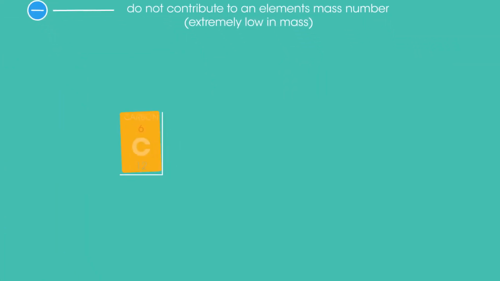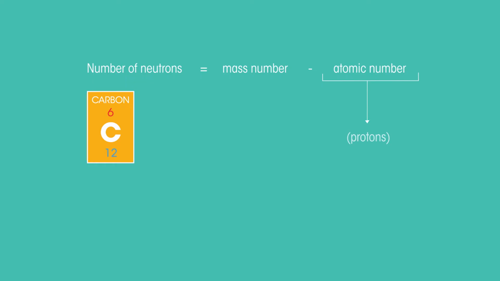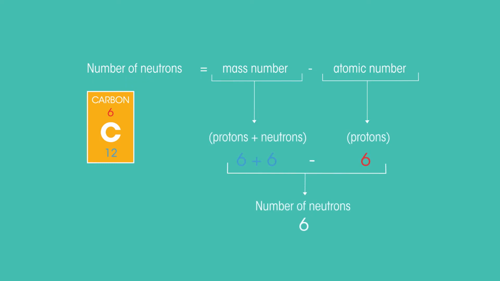This is all very handy because by using the atomic number and mass number, you can calculate the number of neutrons in an atom. You can simply subtract the atomic number from the mass number. All you are doing is subtracting the number of protons from the total number of protons and neutrons, so that what you are left with is the number of neutrons.